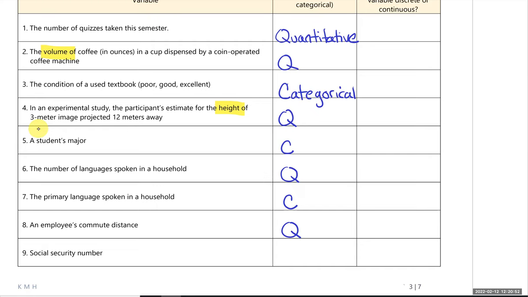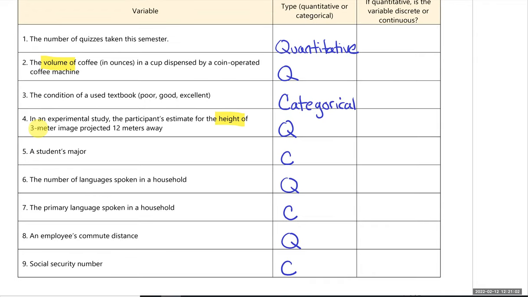All right, so social security numbers are just labels for you. It's a category. Okay. So for this page, I'm done with categorical. We're not going to break it down further. So I'm just Xing out. I'm done with these, but we're going to deal with the quantities and discuss how we can further differentiate quantitative variables into one of two types.